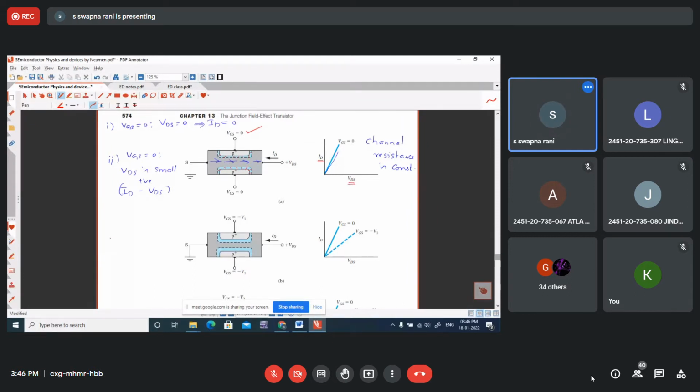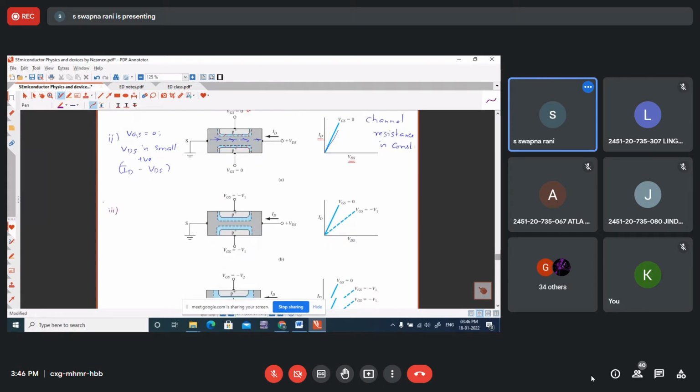Now coming to the third case. Assuming that VDS is a small positive quantity, the same small VDS we applied in the previous case. Now, in addition to the drain potential VDS, we have also applied some external negative voltage to the gate.